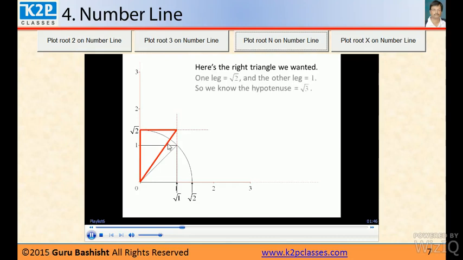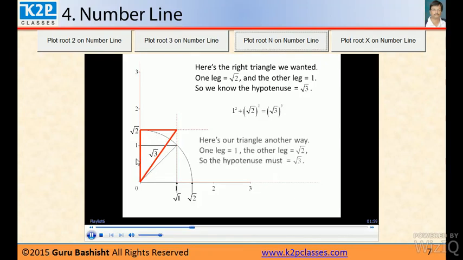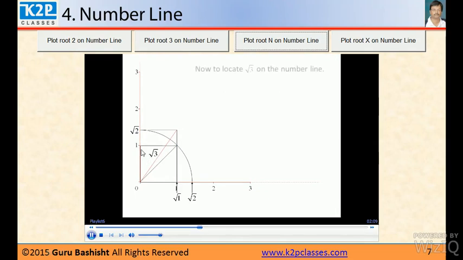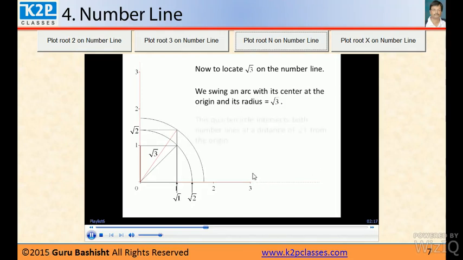We take another right angle triangle, and since this is root 2 and this is 1 by design, this hypotenuse will be root 2 square plus 1 square, meaning root 3. So this is also root 3 from any side, right hand side or left hand side. Then taking this much as a radius, we draw another circle which will cut the number line at this point, and this is nothing but root 3.